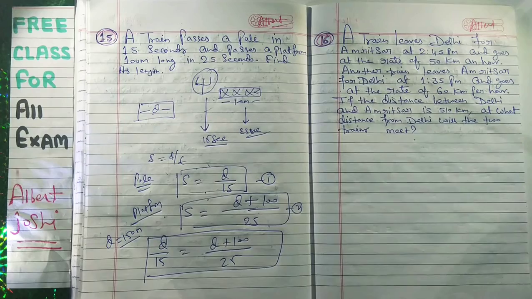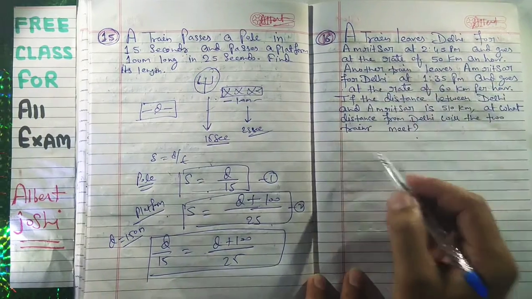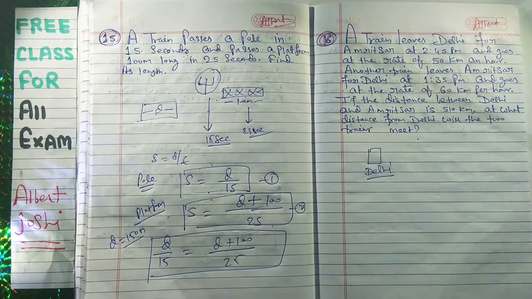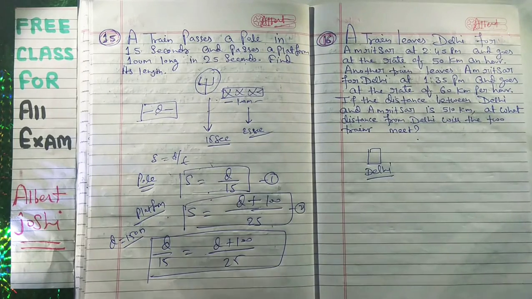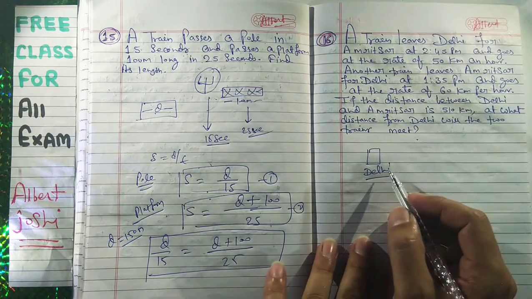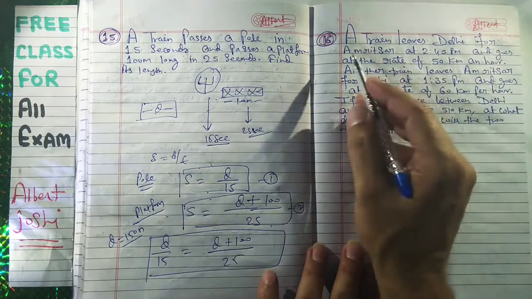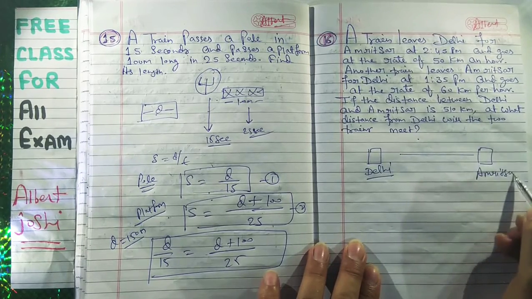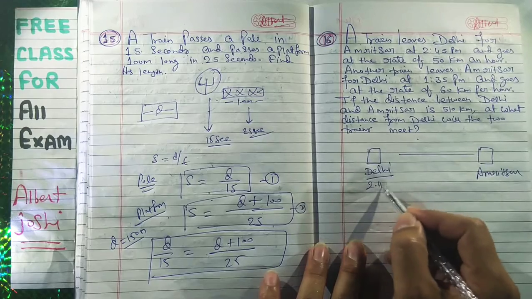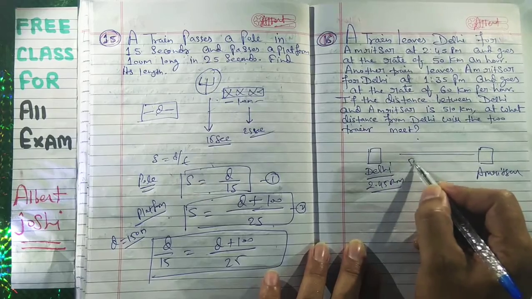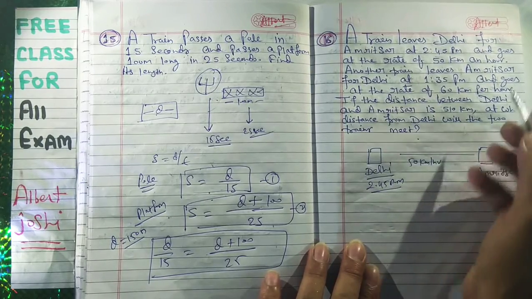Now again the next question. A train leaves Delhi. Okay, this is your Delhi. A train leaves Delhi for Amritsar. This is your Amritsar. At 2:45 p.m. and goes at a rate of 50 km per hour. 50 km per hour, right?